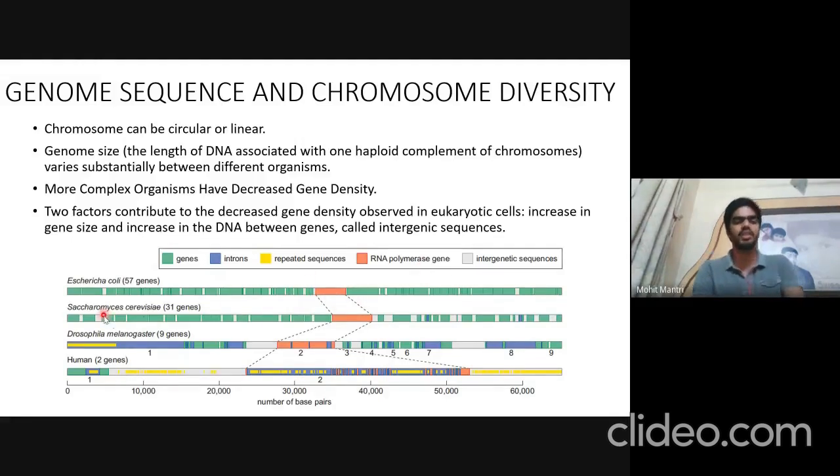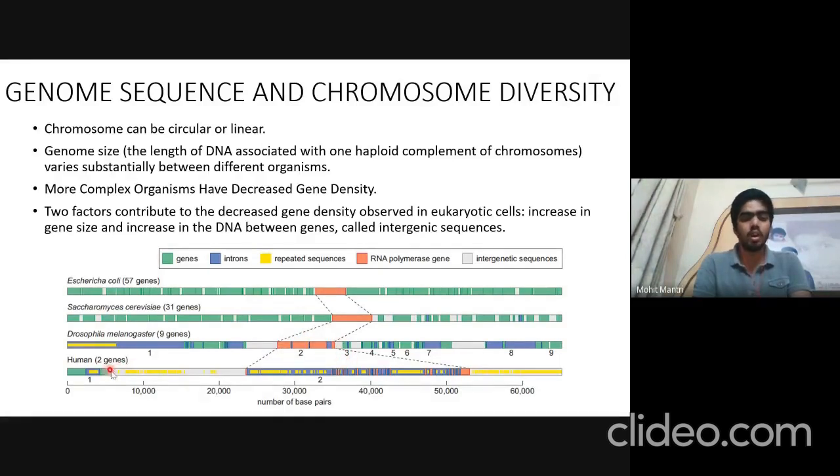In case of unicellular eukaryotic such as yeast, it contains 31 genes and the intergenic sequence has increased, and there are some introns. In Drosophila, the intronic region increases and the intergenic sequence also increases, and the size of the RNA polymerase gene is also more, and it contains intron.